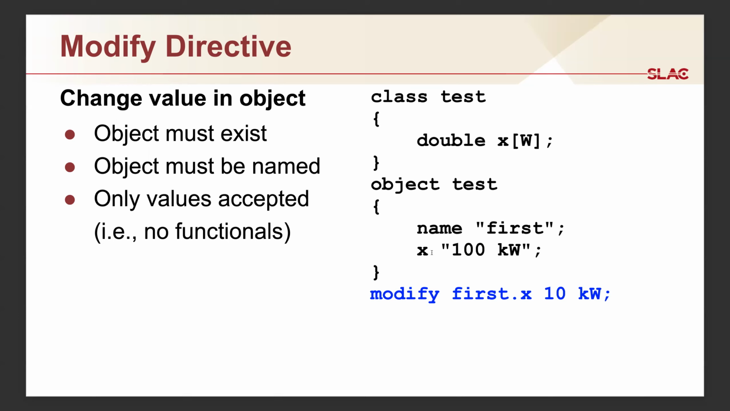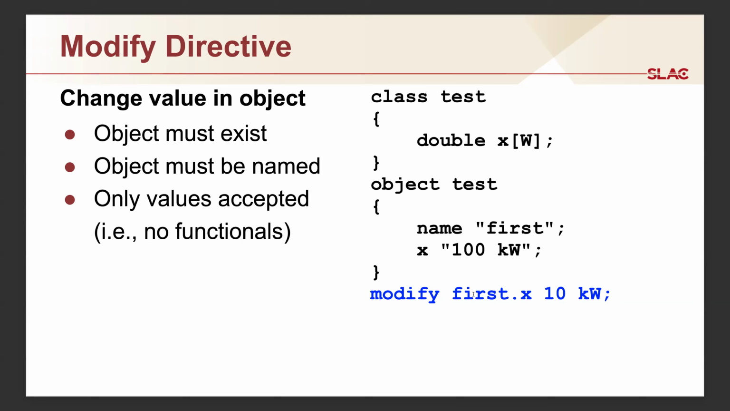We give it the name first, and we assign the property the value of 100 kilowatts. And then later we come along and we decide we want to modify that value. We use the modify directive to alter that value. This is particularly useful in cases where you load data from one source, but then you want to modify objects from a second source that might not be available to the first source.